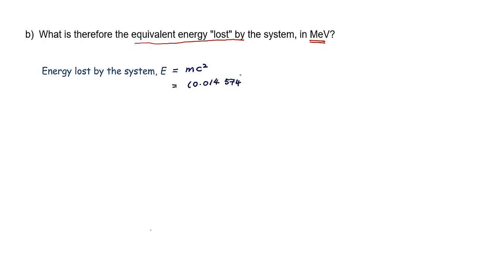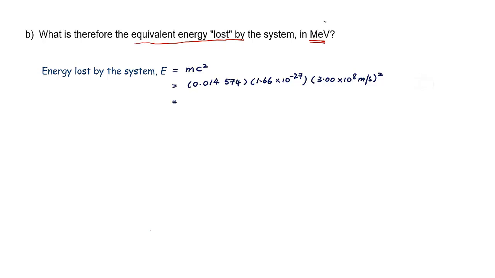That would be 0.014574 U. But to find the energy in joules, I need to convert this into SI units, so I need to convert this into kg. I need to multiply by 1.66 times 10 to the power of minus 27 to convert this to kg. Now I can put in the speed of light, c squared, which is 3.00 times 10 to the power of 8 meters per second, and remember to square this. Put this into a calculator and I should be able to get this in joules.